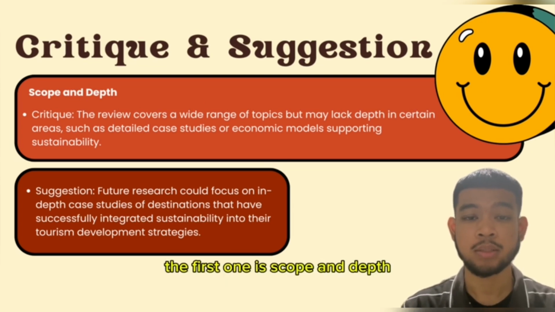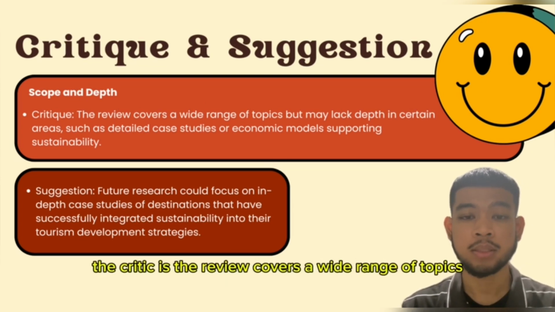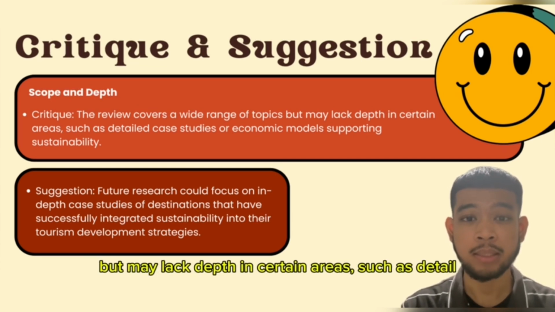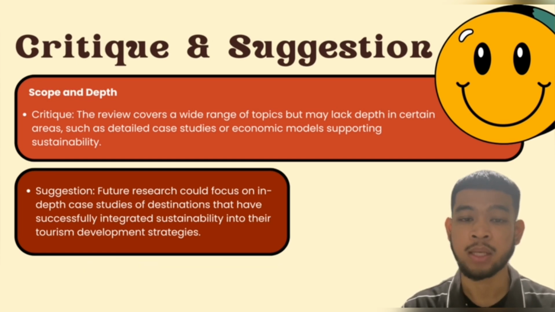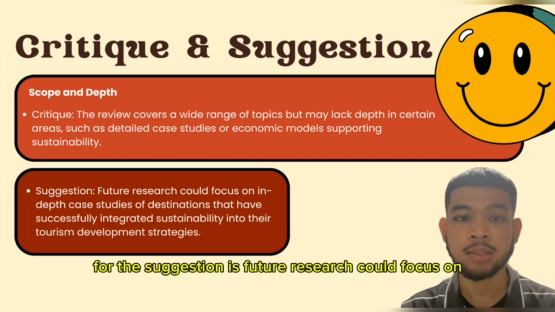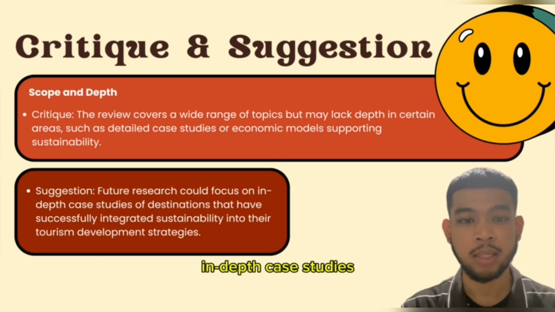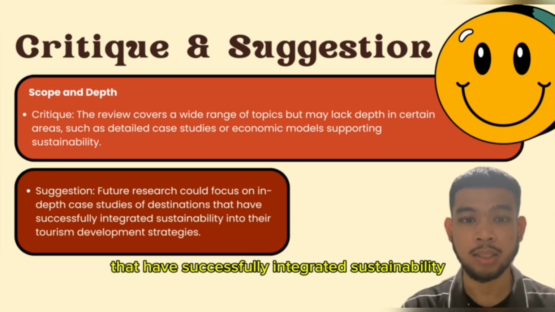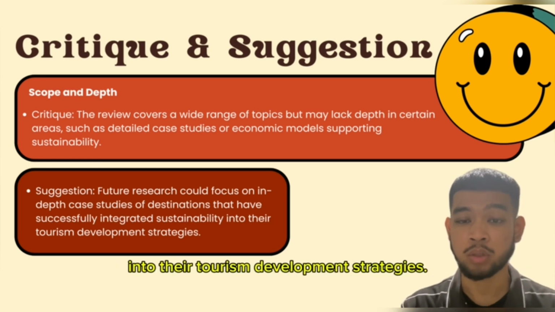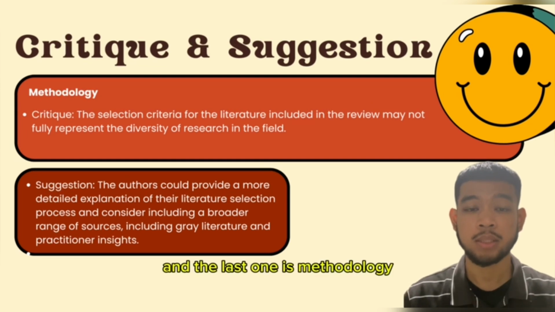Okay, next is critique and suggestion. The first one is scope and depth. The critique is the review covers a wide range of topics but may lack depth in certain areas such as detailed case studies or economic models supporting sustainability. For the suggestion, future research could focus on in-depth case studies of destinations that have successfully integrated sustainability into their tourism development strategies.